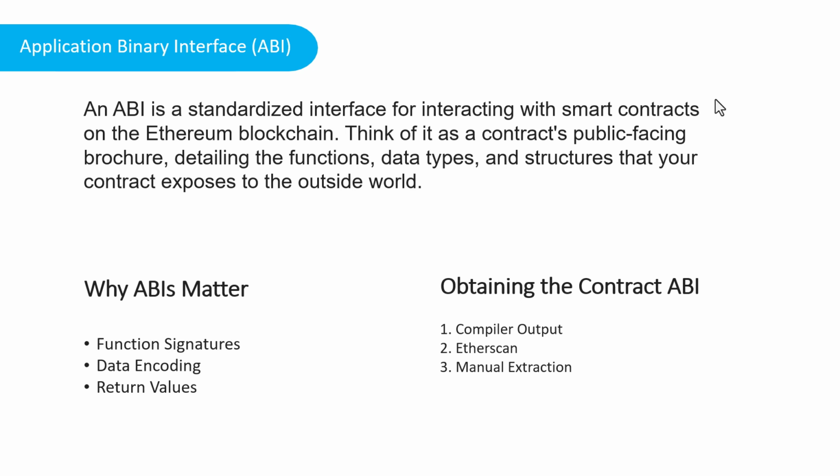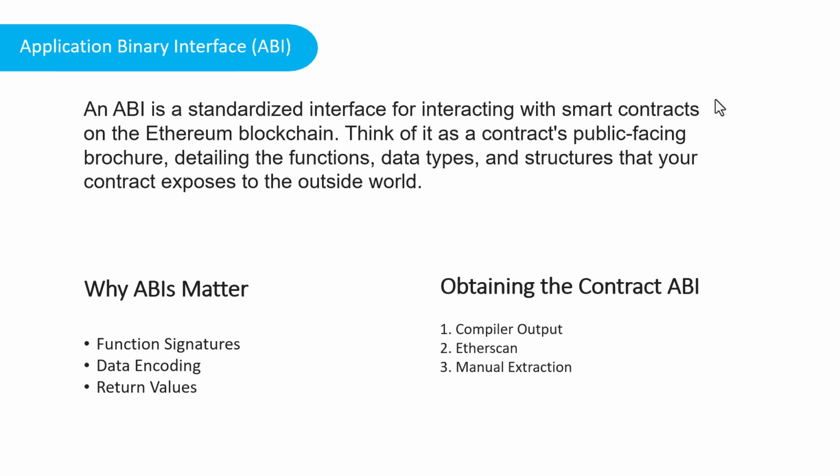Now, ABIs also provide information about all the data types and the structure of the return values from all your contract functions. So it tells you that, oh, this function called withdraw returns an address, or it returns a uint256, or it returns a string. Now, this is very crucial for reading and parsing the data that comes back from your contract.